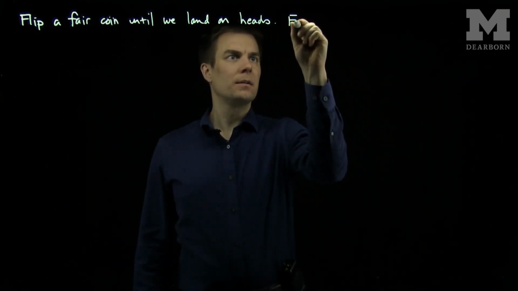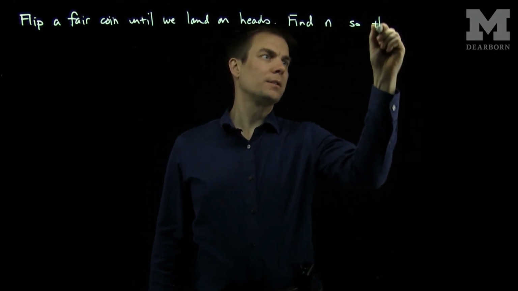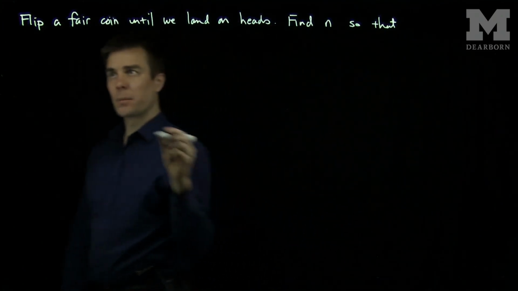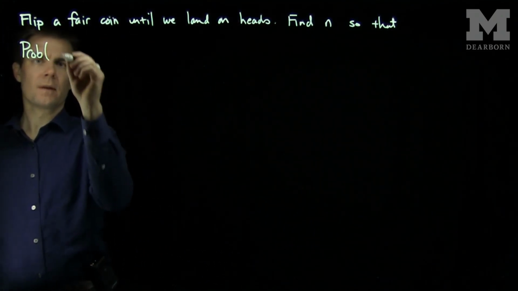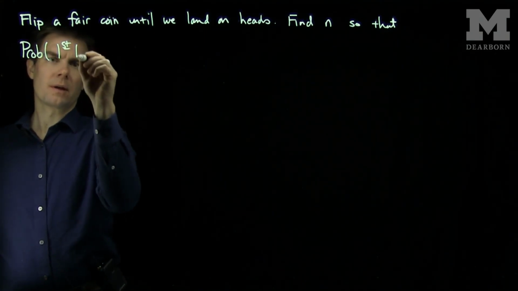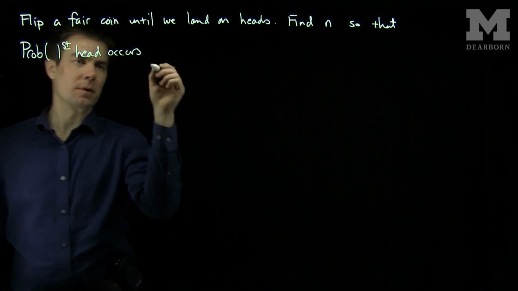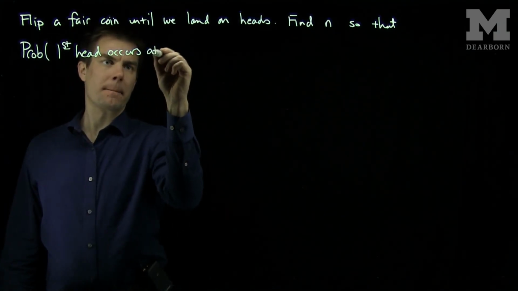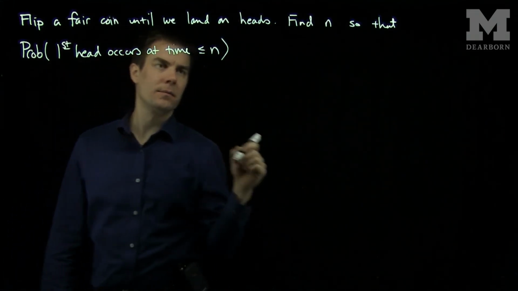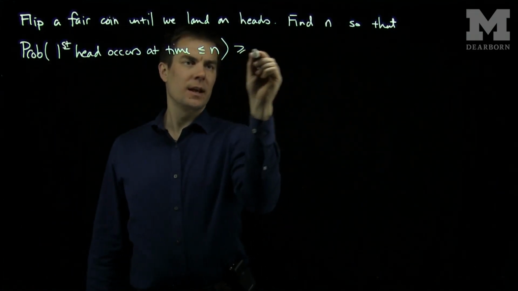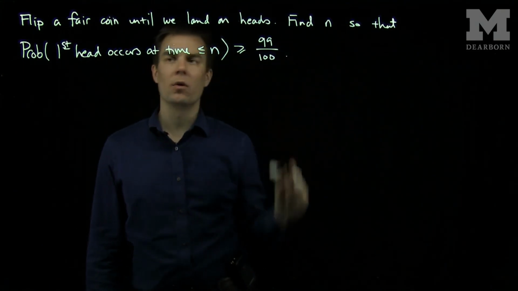Let's find n so that the probability that the first head occurs at time less than or equal to n is at least 99% or 99 over 100.